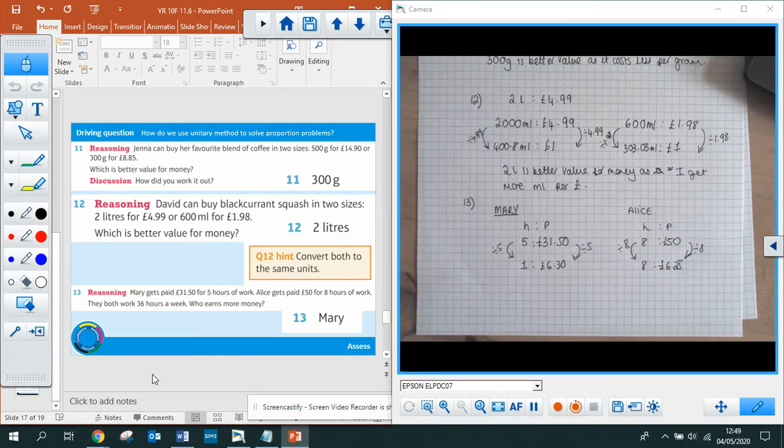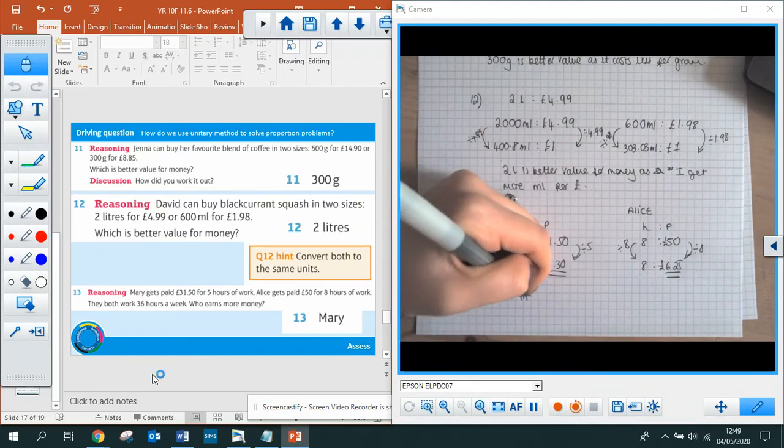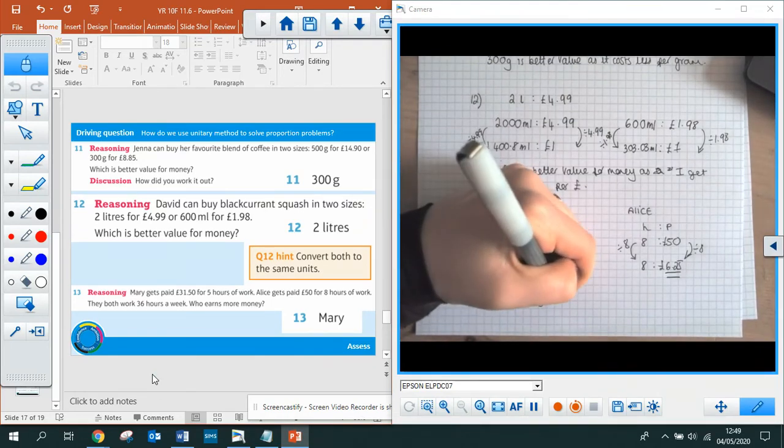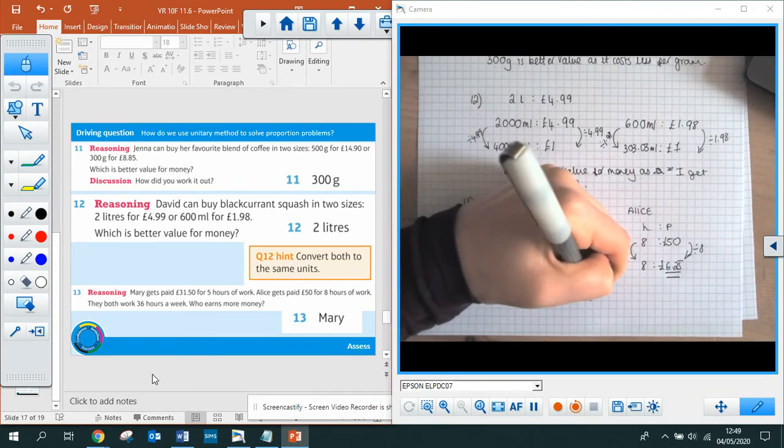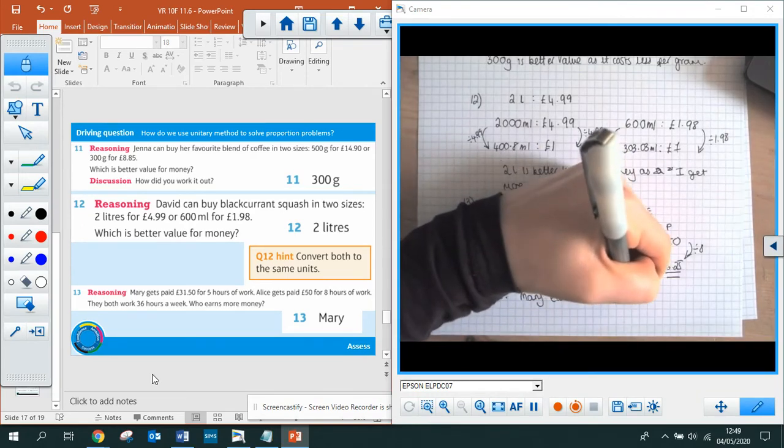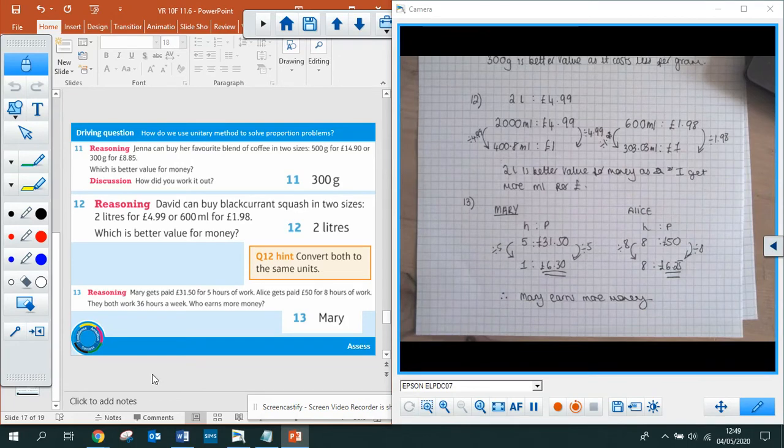Okay, so who's going to earn more money when they both work a 36-hour week? Well, Mary will. You don't need to times it by 36 because Mary gets £6.30 an hour and Alice only gets £6.25. So therefore, Mary earns more money. Okay, and you're finished. So well done if you got those.